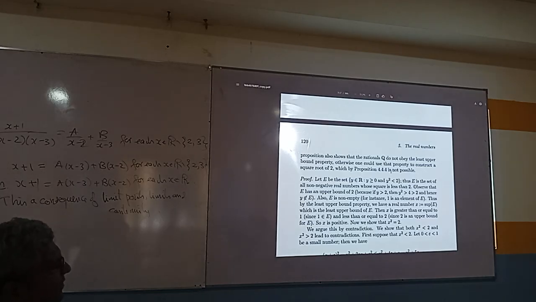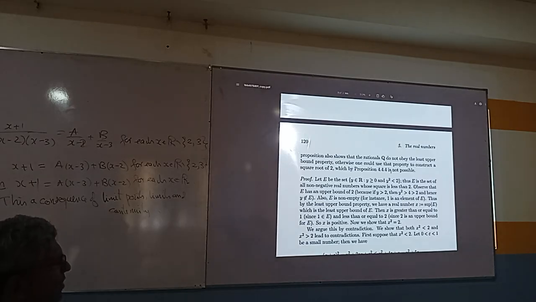Let E be the set of all y belonging to R such that y is greater than or equal to 0 and y squared is strictly less than 2. We take this set. If you don't understand any little tiny detail, you have to ask me. Thus, E is the set of all non-negative real numbers whose square is less than 2.